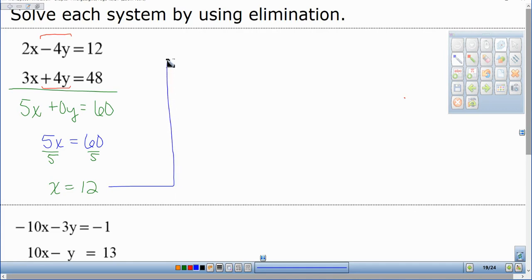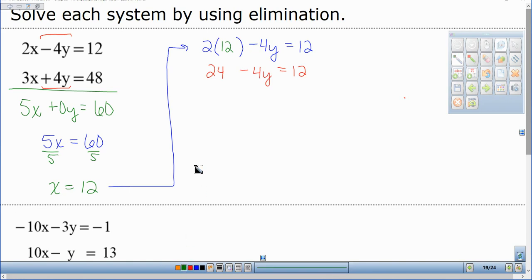Since we know the x value, pick an equation. I'm going to go with the top one again. We're going to change the x to a 12. Multiply, you get 24. Subtract the 24 from both sides to isolate your y term here. You'll get negative 4y equals negative 12. Then isolate the y by dividing by negative 4, and you'll get y equals 3.